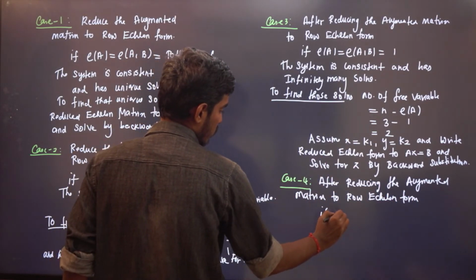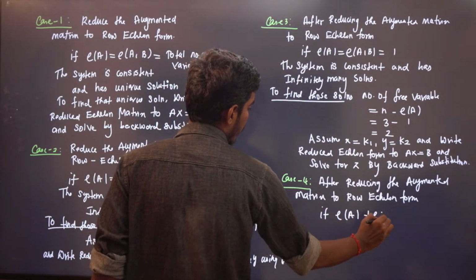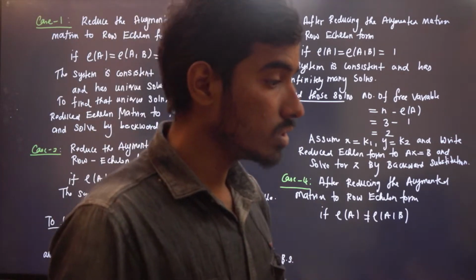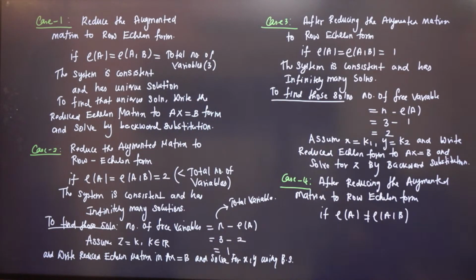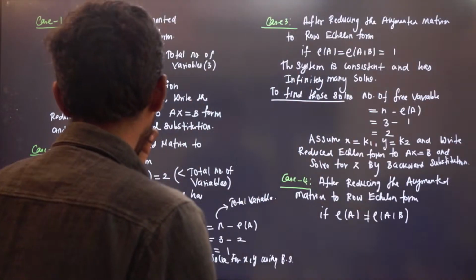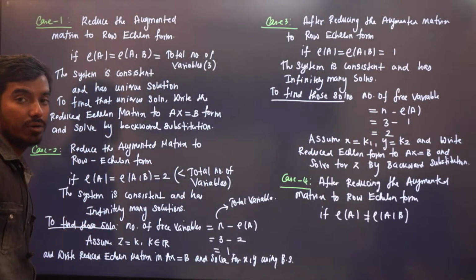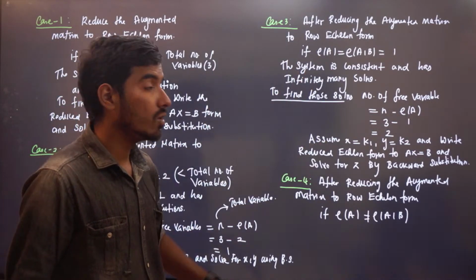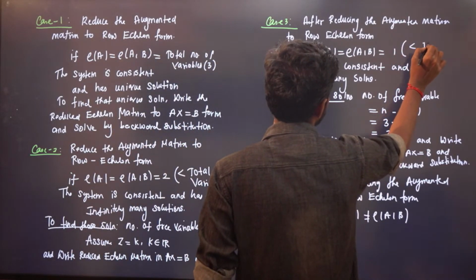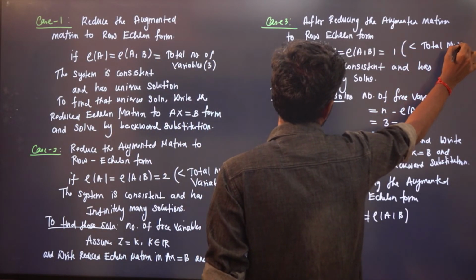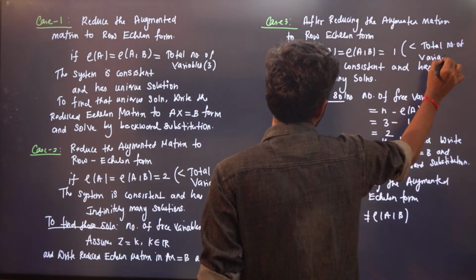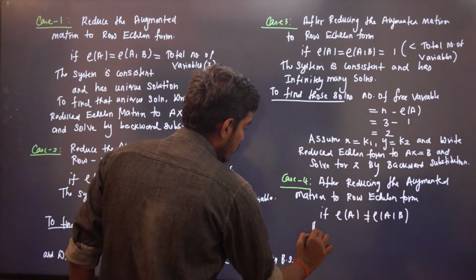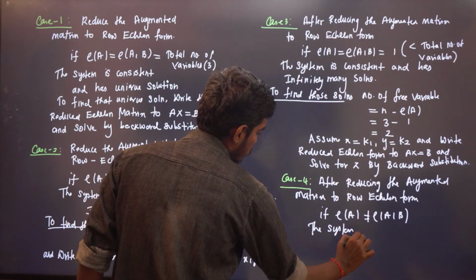If rank of A and rank of A comma B are not equal... in the first case both are equal to the total number of variables. In the second case both are equal to 2, which is less than the total number of variables. Both are equal to 1, again strictly less than the total number of variables. If rank of A and rank of A comma B are not equal, the system is inconsistent.